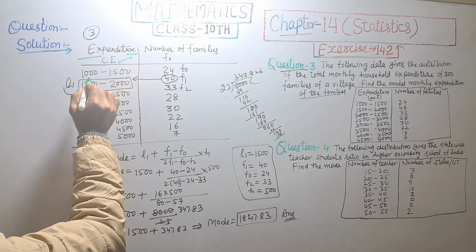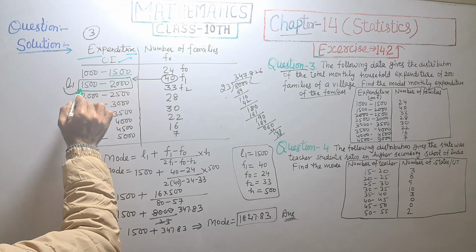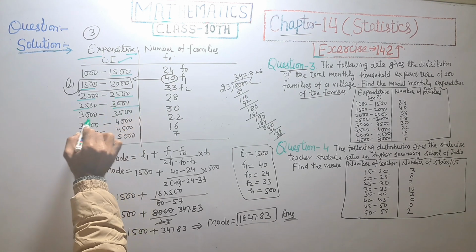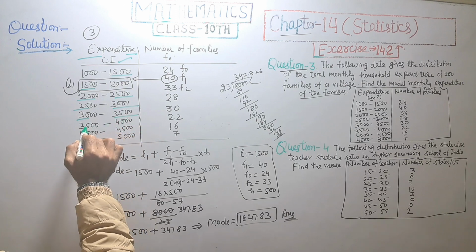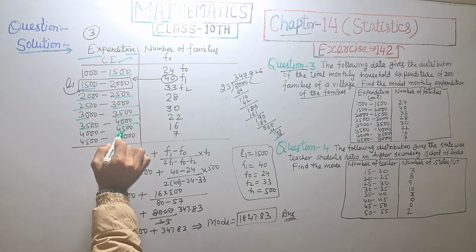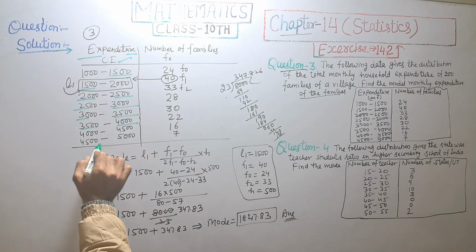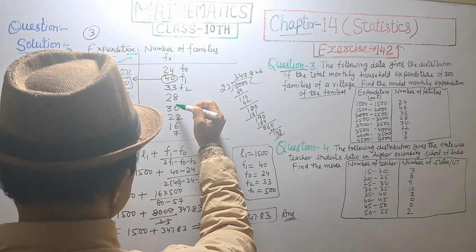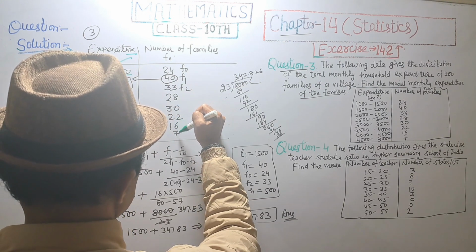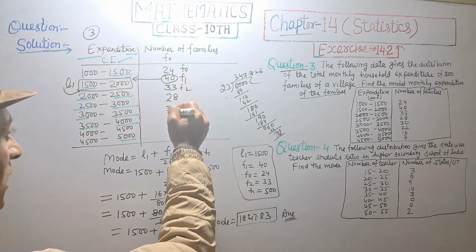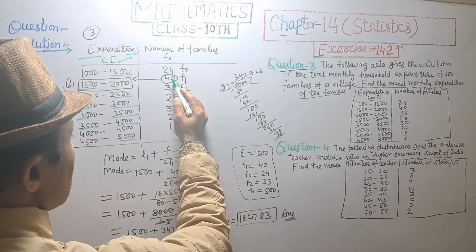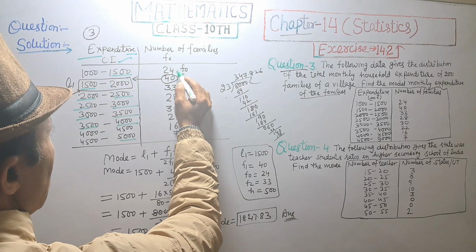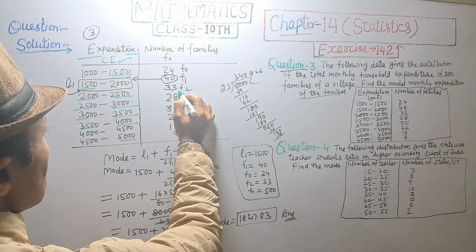Given expenditure class intervals are 1000 to 1500, 1500 to 2000, 2000 to 2500, 2500 to 3000, 3000 to 3500, 3500 to 4000, 4000 to 4500, 4500 to 5000. Frequencies: 24, 40, 33, 28, 30, 22, 16 and 7. In frequency, the greatest number is 40. So this is F1, and F0 is 24, F2 is 33.